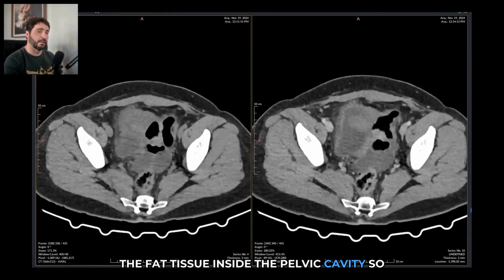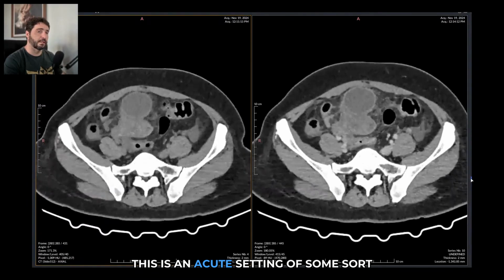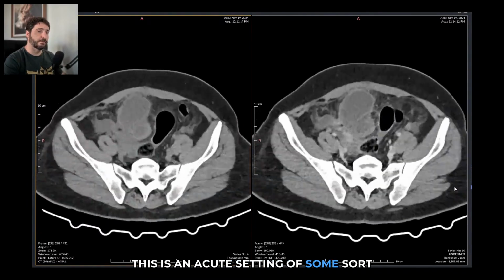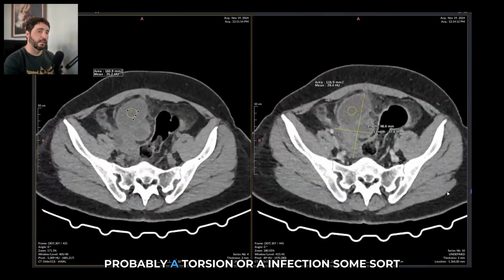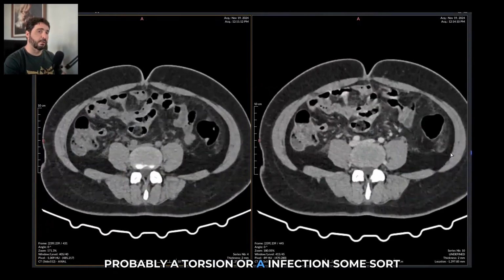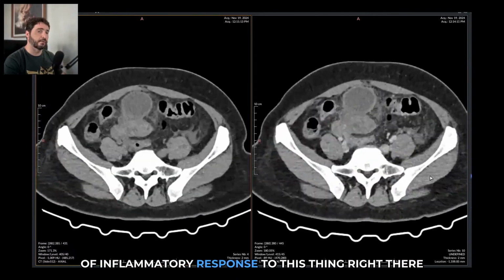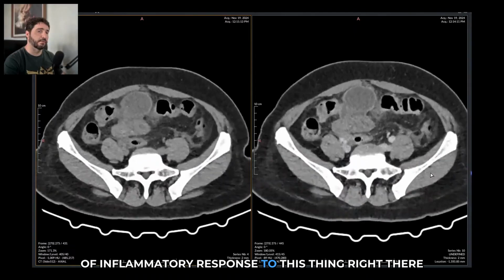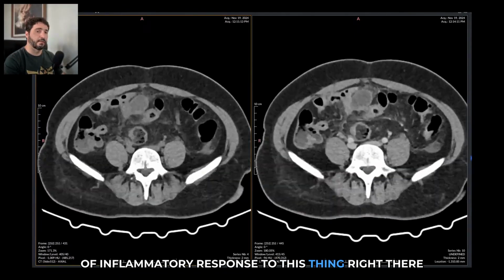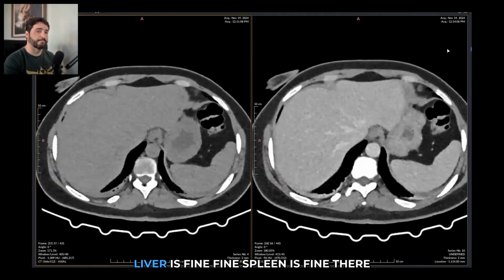There is also thickening of the bladder walls and diffuse edema of the fat tissue inside the pelvic cavity. So this is an acute setting of some sort, probably a torsion or an infection, some sort of inflammatory response to this thing right there.